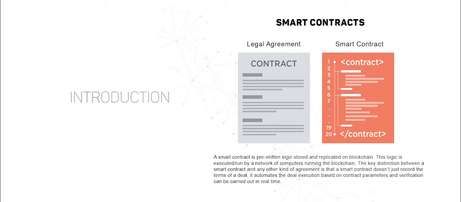A smart contract is pre-written logic stored and replicated on blockchain. This logic is executed and run by a network of computers running the blockchain. The key distinction between a smart contract and any other kind of agreement is that a smart contract doesn't just record the terms of a deal, it automates the deal execution based on contract parameters, and verification can be carried out in real time.